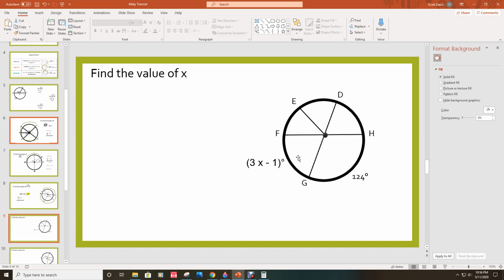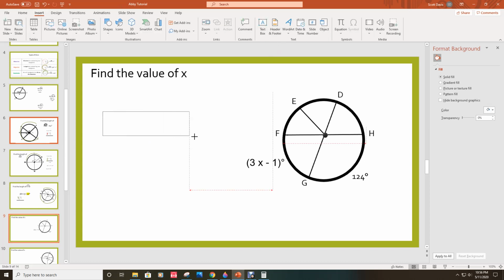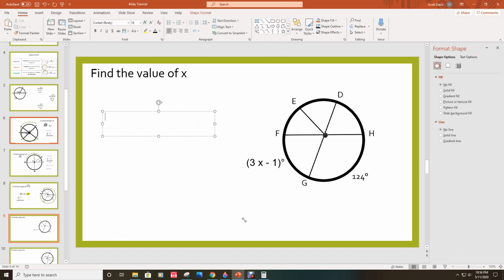So, I know that my semicircle, this half of my circle, equals how much? 180. I feel like Dora. How much? 180 degrees. So, I'm going to add all of this stuff that I have available on this side of my circle together to equal 180 degrees. So, here we go. So far, I have 3x minus 1 plus 124 equals 180 degrees.